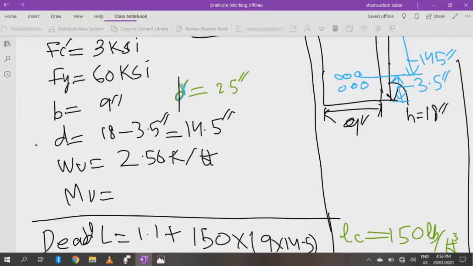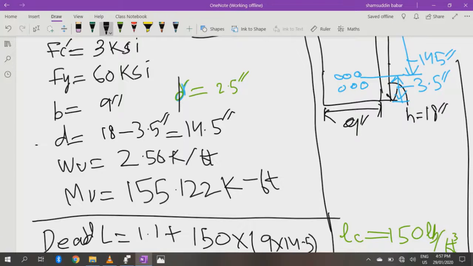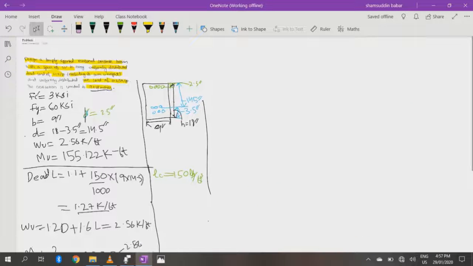So I get 155.122 k into feet. These are my initials before proceeding to any other step. Now we will continue with the next step in the next part of our video.